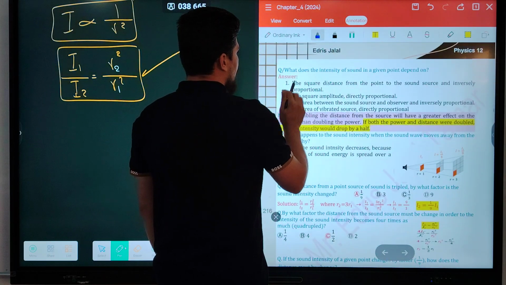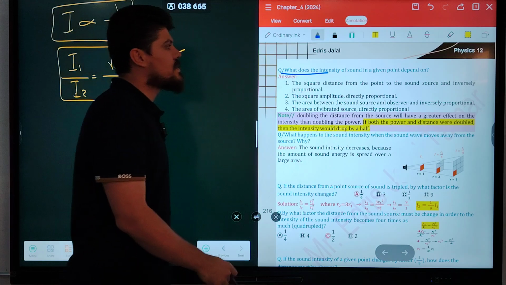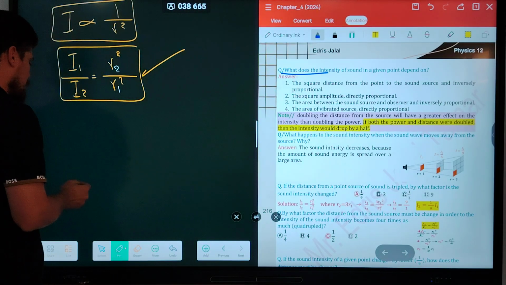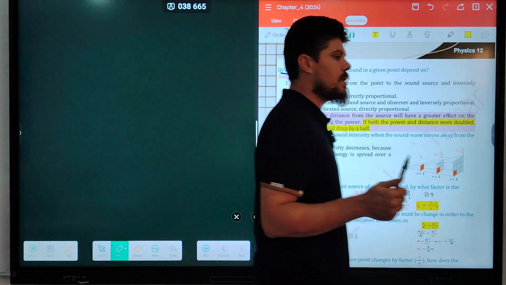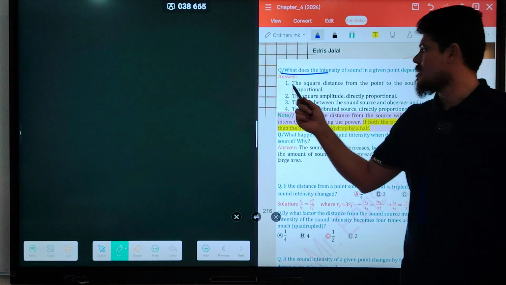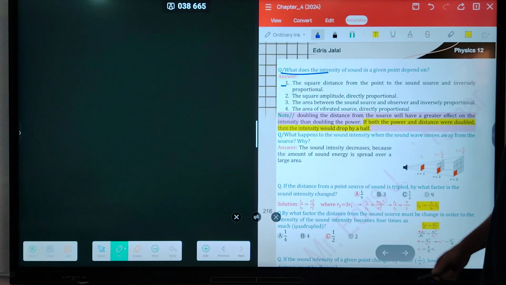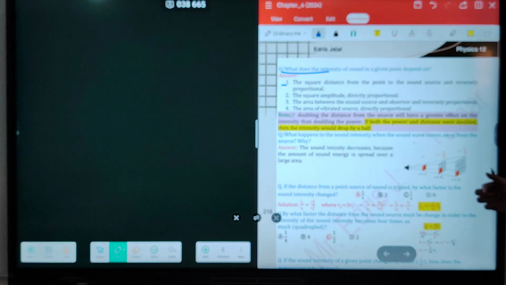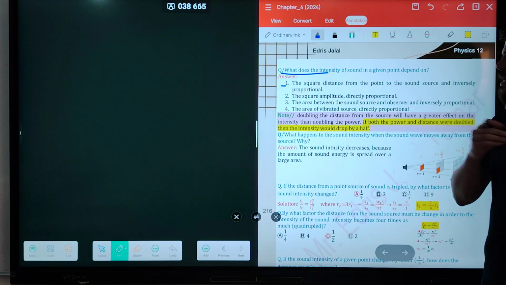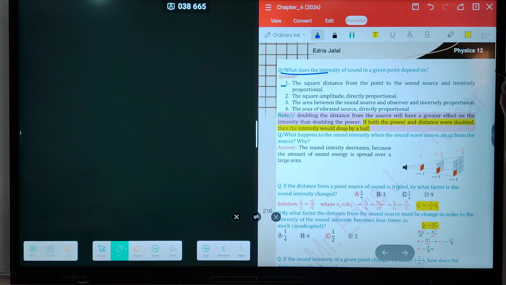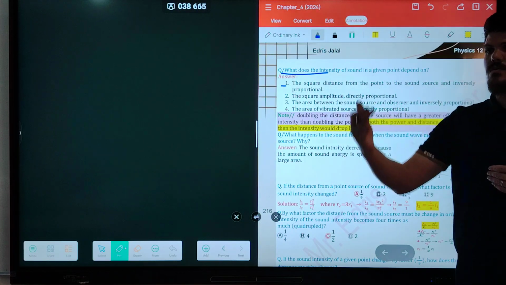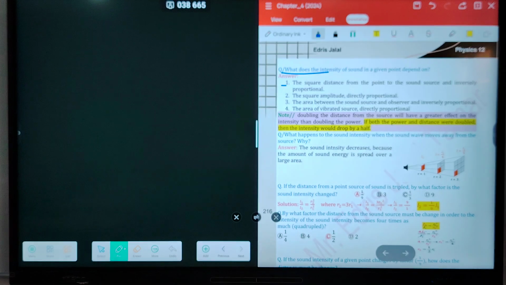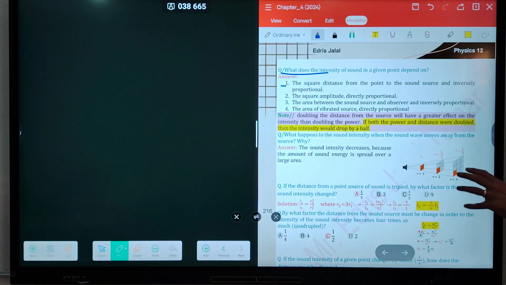Okay? What does the intensity of sound at a given point depend on? At a given point, the intensity of sound depends on many factors. The first one is the square distance from the point to the sound source, and it is inversely proportional. As the distance gets larger, the intensity of sound becomes small. The second is the square amplitude, which is directly proportional.